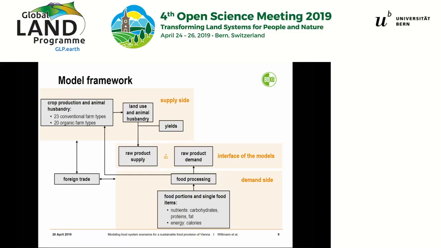And we also brought in a survey for the supply side to ask the farmers whether they are willing to change their production for these different scenarios. And when they do not want to change the production, we don't include them in the model. And the data for the food consumption here is from nutritional recommendations.